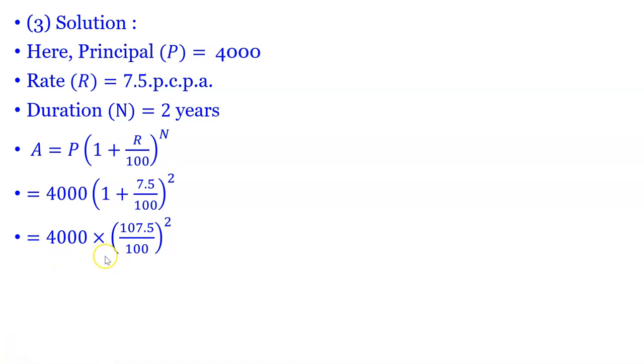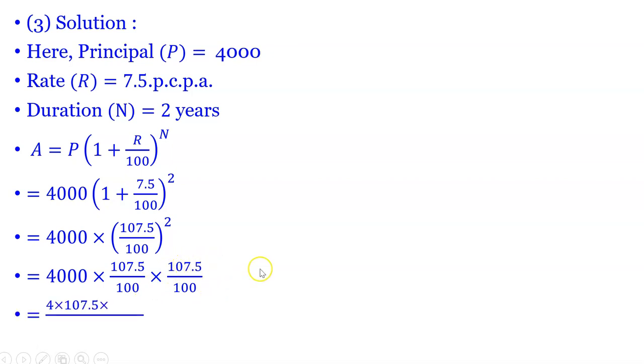Again I will repeat here, 4000 into 107.5 upon 100 bracket square, and 4000 into 107.5 upon 100 into 107.5 upon 100. After the simplification, the zeros will get cancelled. Then you will get here 4 into 107.5 into 107.5 upon 10.